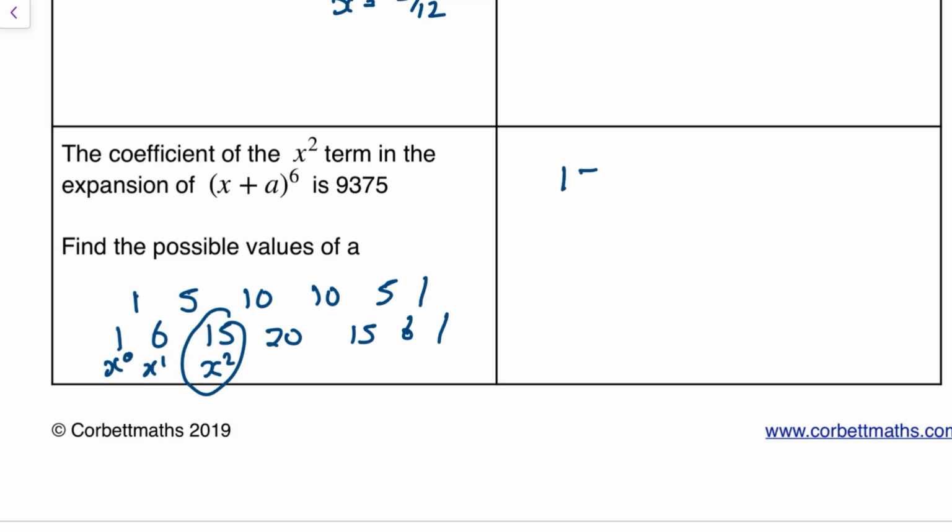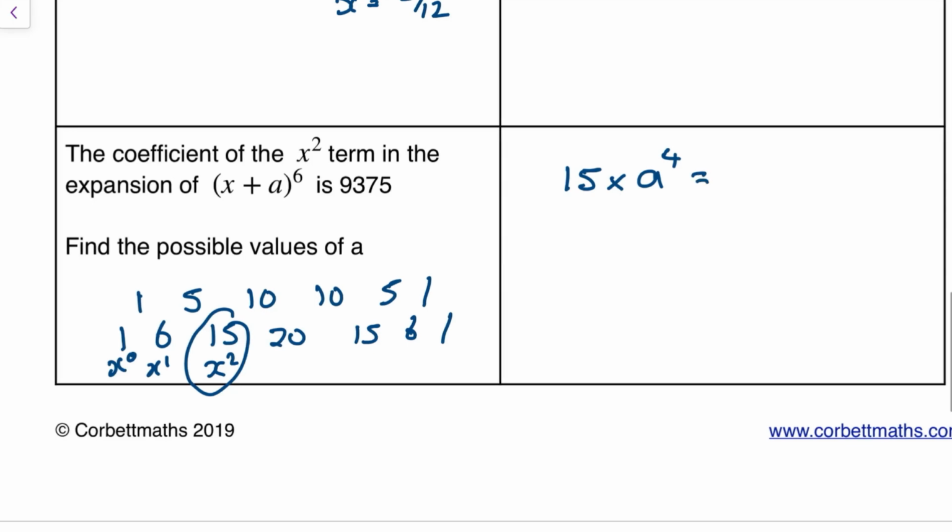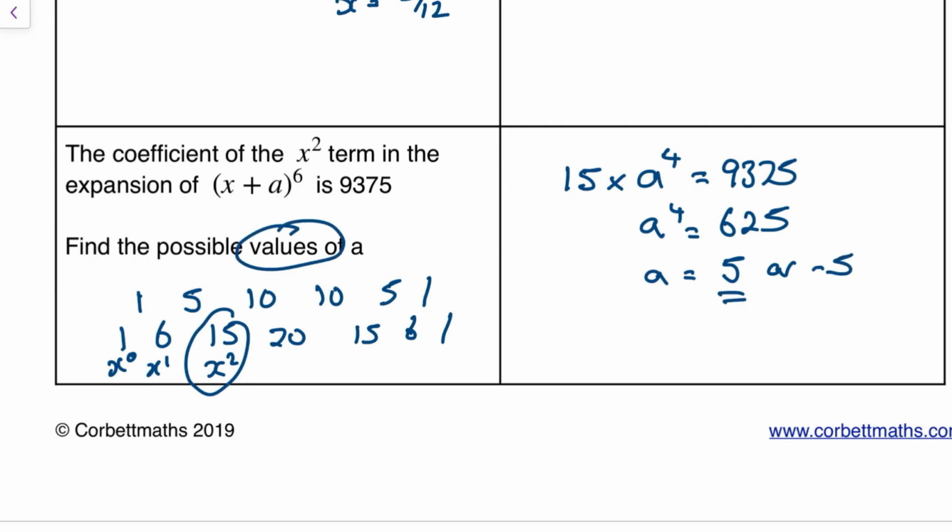So it's going to be 15 times a to the power of 6 minus 2, which is 4. I don't need the x squared, so I'm going to leave that out. It is equal to 9375. Let's divide by 15. I'm hoping for a nice number. Divide that by 15, and I get 625. Good. And I do know the fourth root of 625 is 5, or minus 5, and it does say values, so I'm happy I've got 2.